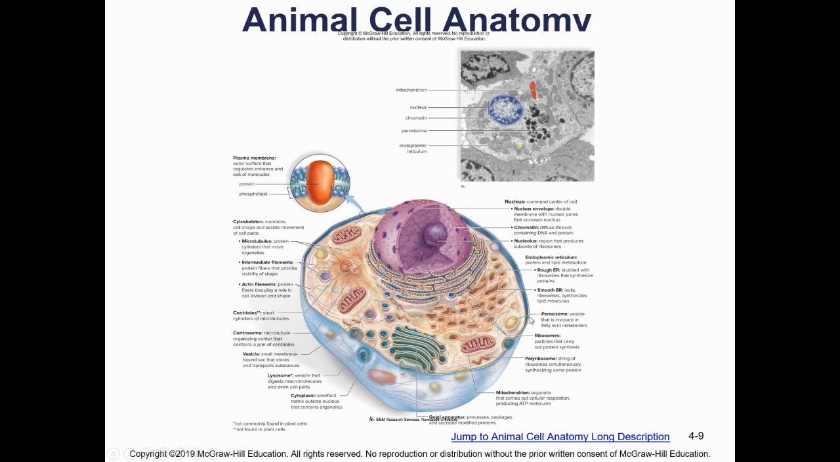Peroxisomes are a similar type of vesicle. They have a similar function. They're involved in getting rid of toxic wastes from aerobic respiration. Polyribosomes, we'll talk about this when we get to protein synthesis.